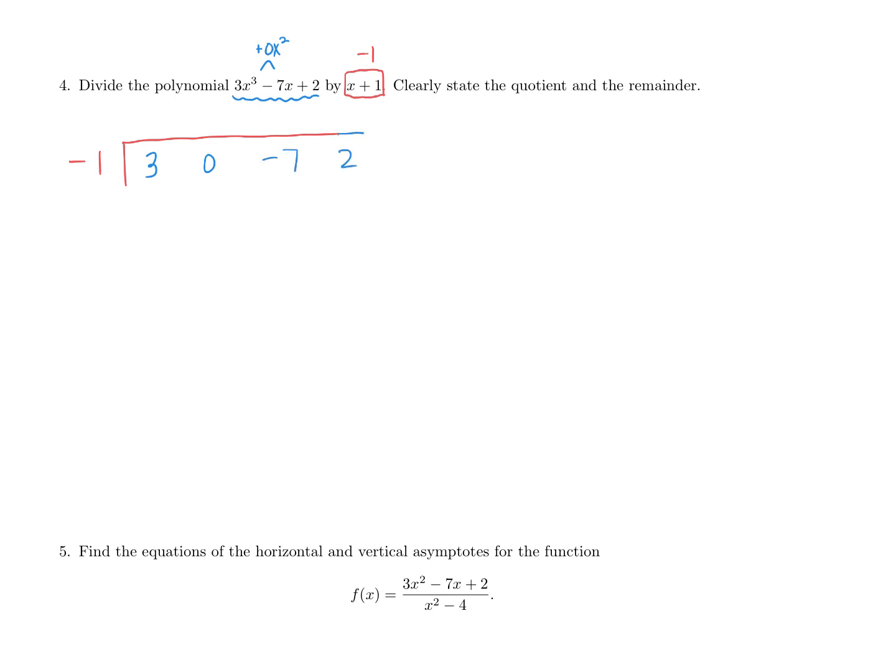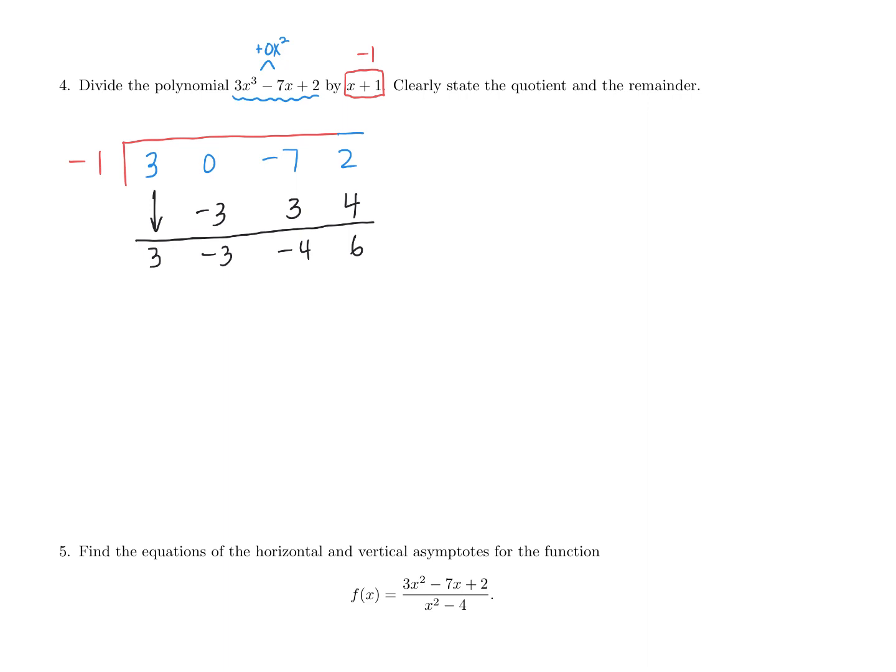And then from there, we bring down the first number, and then we do the multiply, add, until we get to the end of the row. So -1 times 3 is -3. Then we add straight down, and we get -3. Multiply, -1 times -3, we get +3. Add straight down, we get -4. Multiply -1 times -4, we get +4. Add straight down, we get 6. So now we have come to the end of the row, so that's all we have to do there.